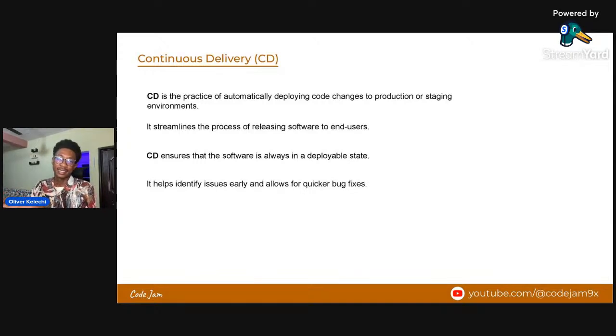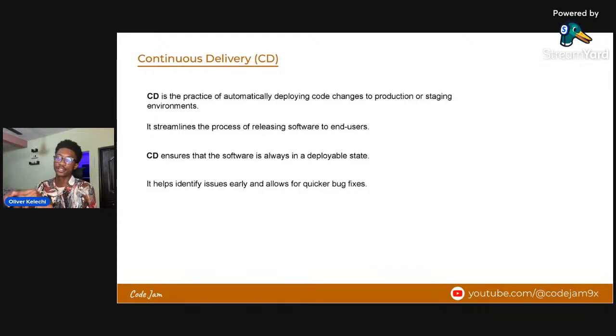So CD is continuous delivery, and in some cases they call it continuous deployment. The only difference between continuous delivery and continuous deployment is that continuous delivery requires a manual check. You need to come and approve, because your system could be critical, and you don't want to automatically push to production.